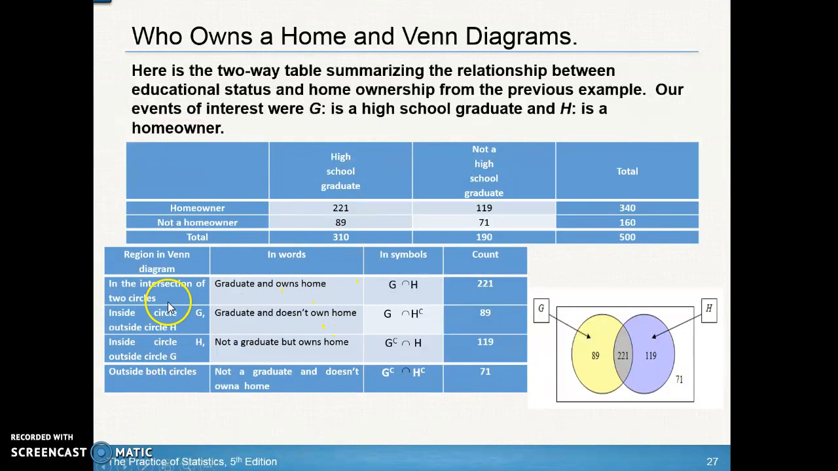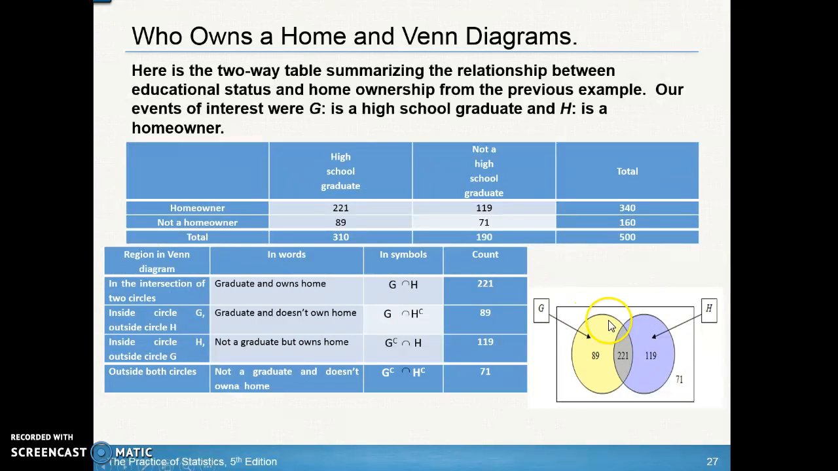So if we want to break this down, the intersection of the two circles right here is G and H. So that is high school graduate and a homeowner. Graduate and doesn't own a home. How would I write that? So that's G and H complement, because we defined H to be a homeowner, so doesn't own a home is everyone that doesn't own a home. So we want G and H complement.